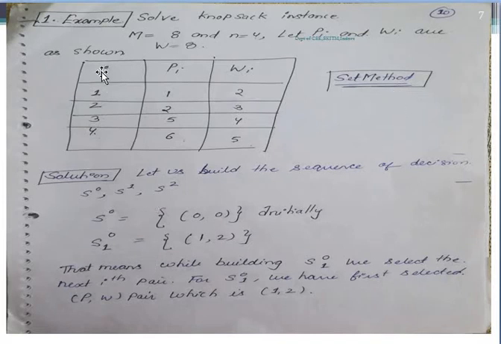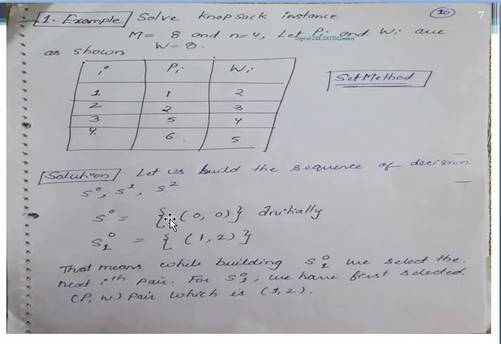So i represents the number of objects. How many objects are there? 1, 2, 3, 4. The profit values of the objects are like this, and the weight of the respective object is like this. So let us build the sequence of decision. What comes to our mind is that we have to compute the S0 value, S1, S2 value.